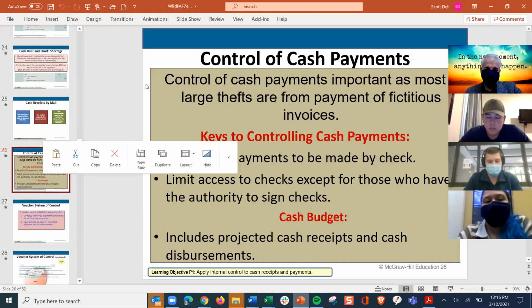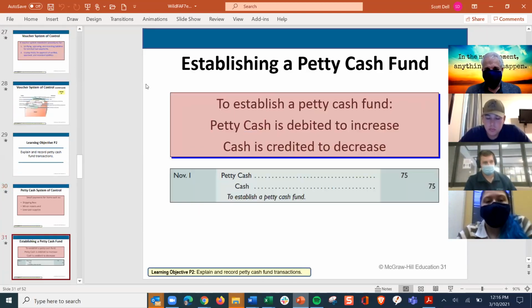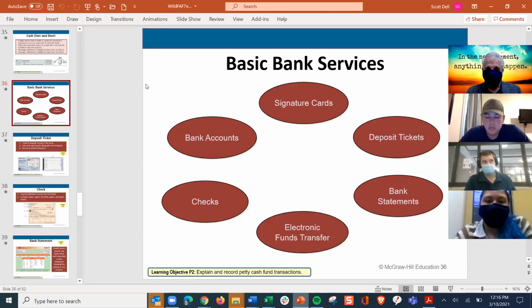All right, I'm going to just scroll through some of this other stuff down here. I'm not going to worry about the voucher systems and the petty cash systems, petty cash fund. But I am going to worry about bank services. And let's talk about doing a bank reconciliation. On a bank rec, we're going to go in and share screen. For a bank reconciliation, we're going to get a bank statement in the mail. Okay, so we got a bank statement.